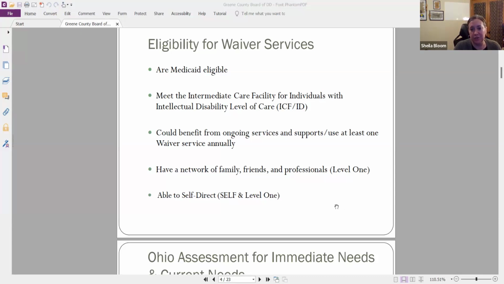Those things can include various adaptive equipment, DME items, therapy services that may or may not be covered under other waivers. And the cool thing is that we have recently added some self-directed services to the level 1 waiver to help kind of expand what's available to those folks as well.